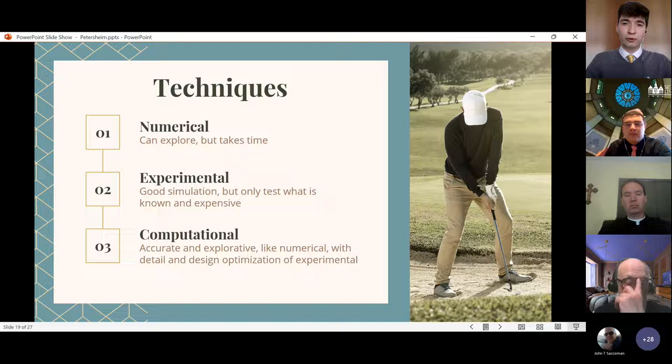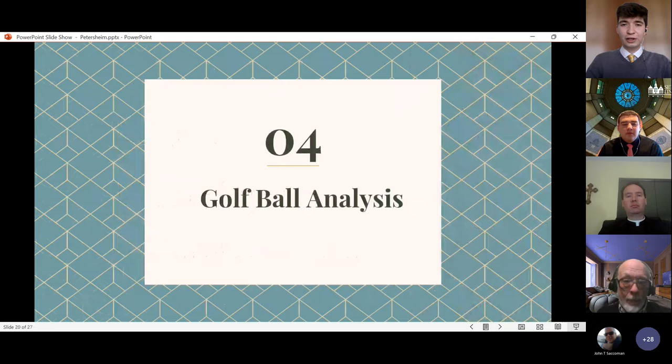So computational kind of branches those two fields together because it allows the accurate and explorative aspects of the numerical analysis and techniques, while also having that accurate and detailed design optimization from the experimental version. So when Brian and I went to apply this to the golf ball analysis, we hoped to have a simulation done for you guys so you could see how the dimples play a role in golf ball aerodynamics.